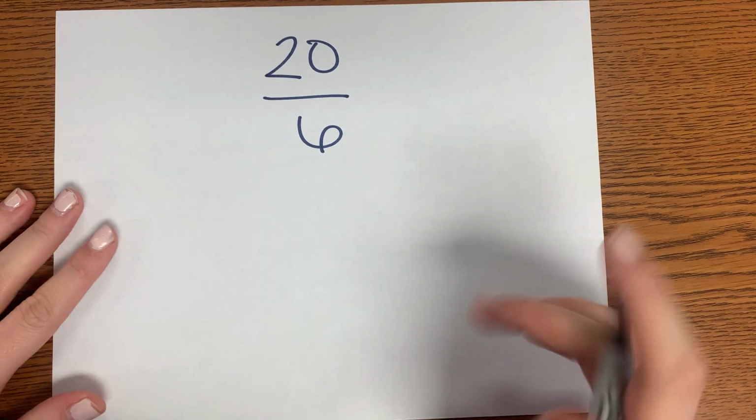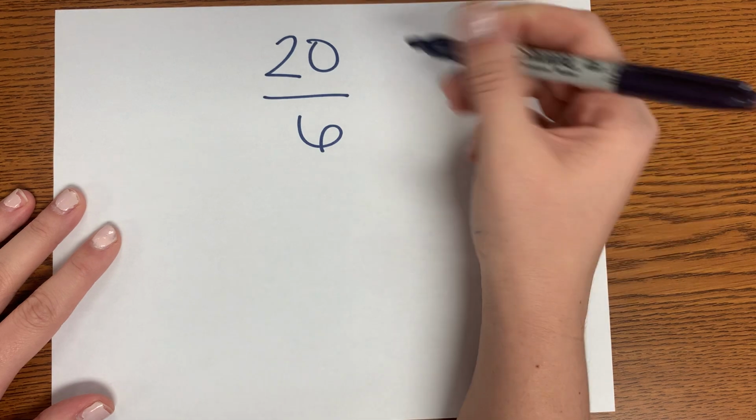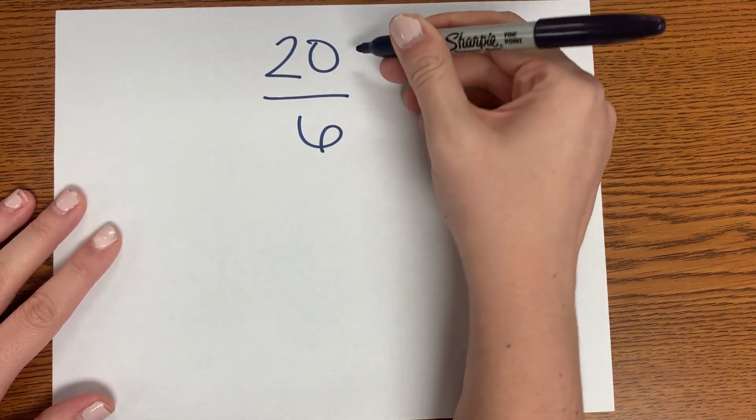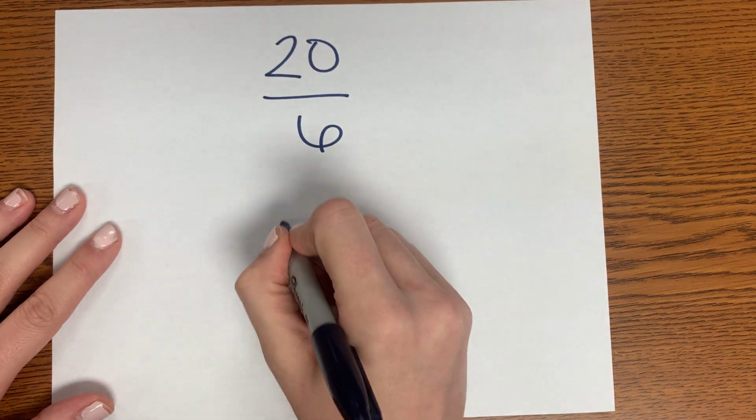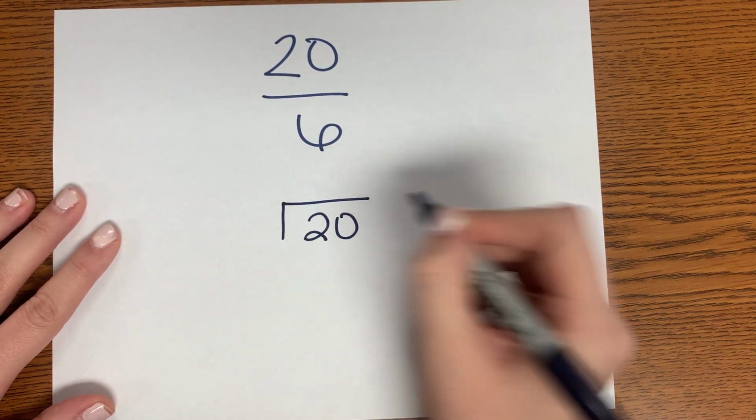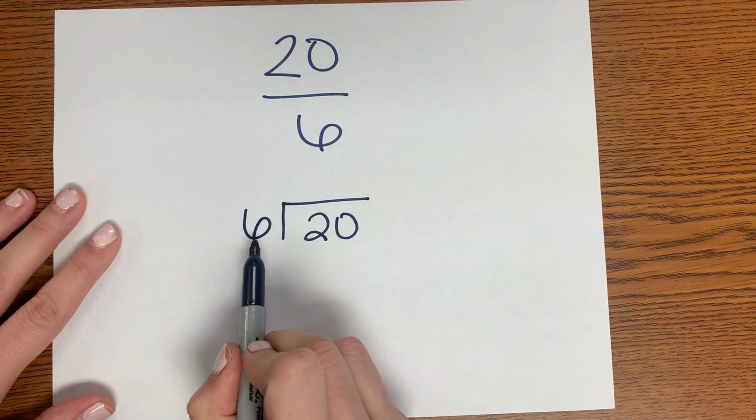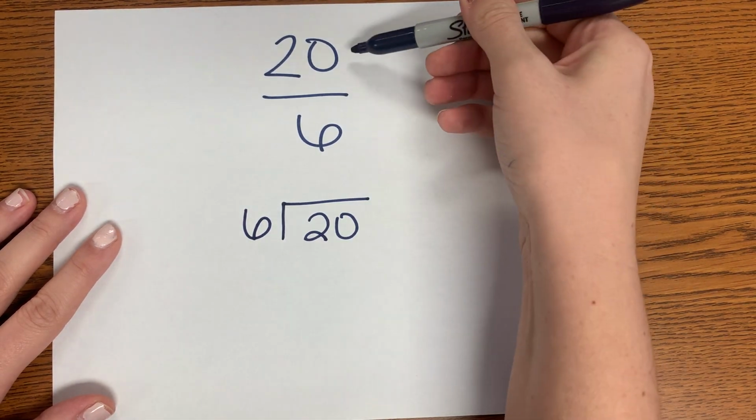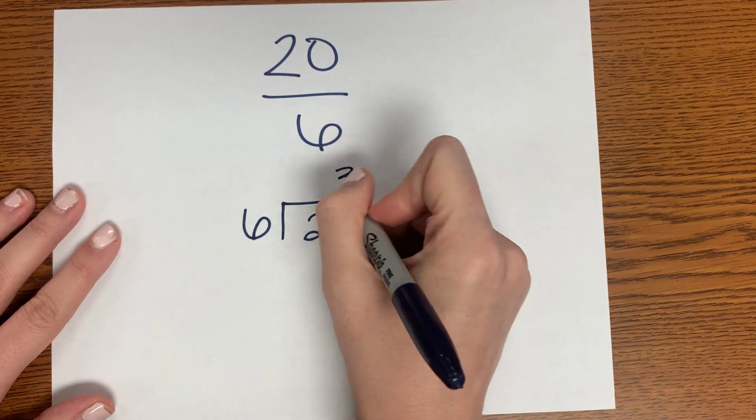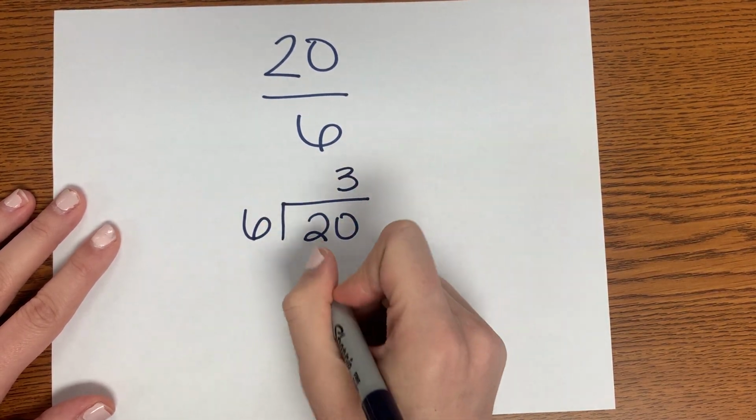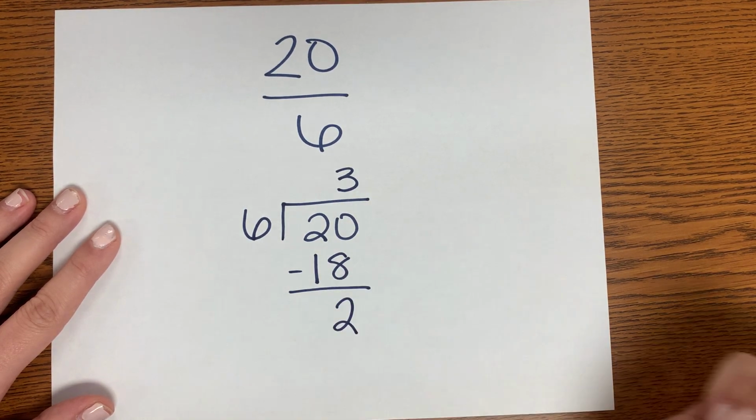Okay, so 20/6, super rude of 20 to be carried by 6. So 20 divided by 6. We're going to take the top and drop it down into the dividend. Our denominator is now going to be our divisor, and so we have 20 divided by 6. So 6 goes into 20 3 times, because 6 times 3 is 18. The difference of 20 and 18 is 2.